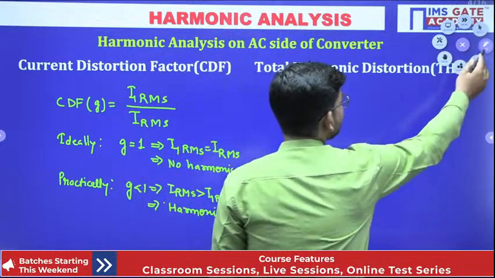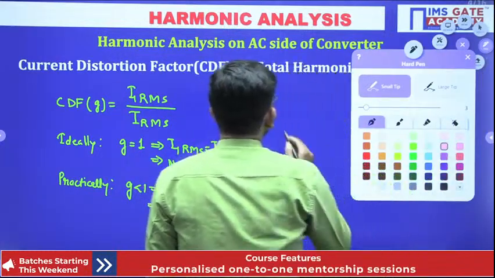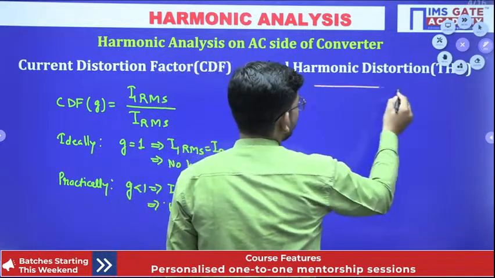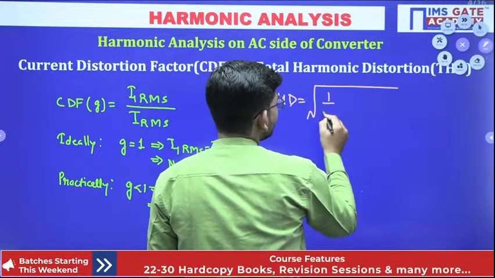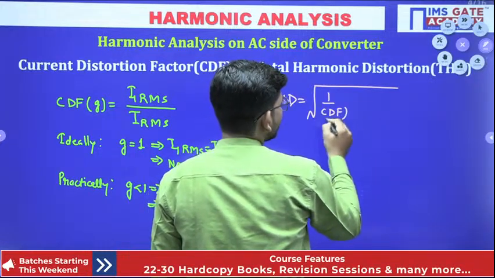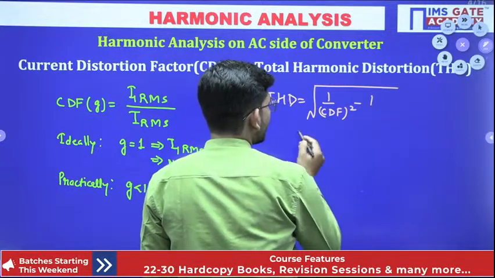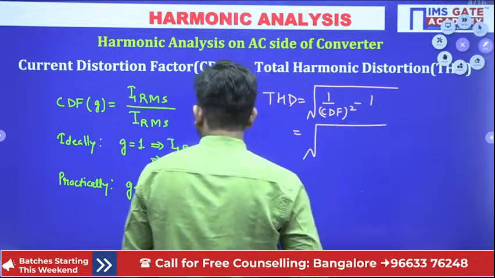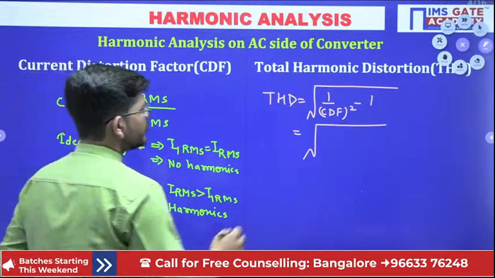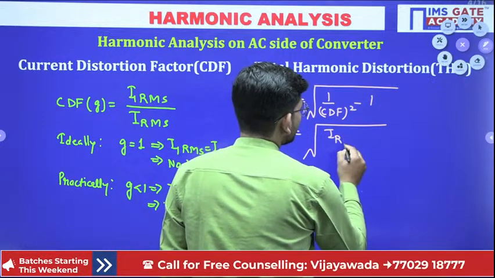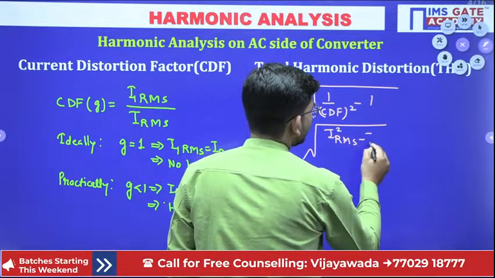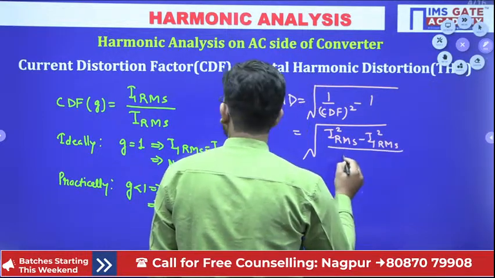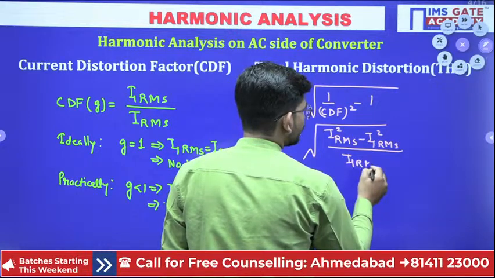So this current distortion factor is basically related to THD, and THD is given by this formula: square root of 1 upon CDF square minus 1. On putting the value of CDF, we will get a formula. When we put the value of CDF to be this one, we will get IRMS square minus I1 RMS square, divided by I1 RMS square.